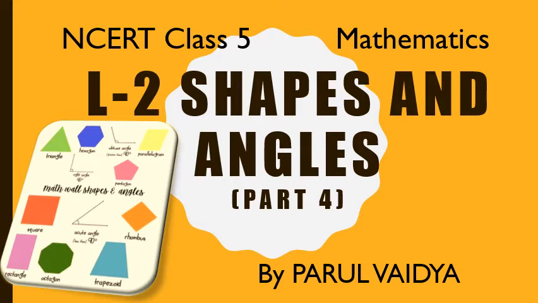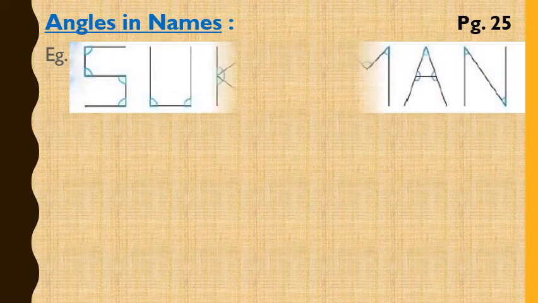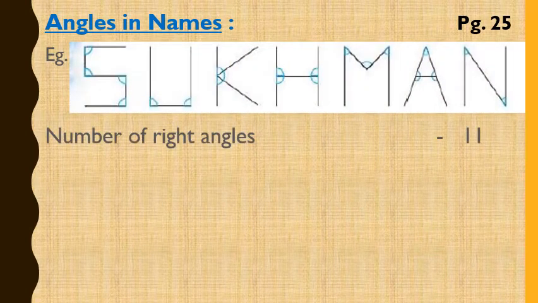Today we are going to continue the same lesson of geometry, lesson number 2, shapes and angles. Children, please sit with your textbooks. Now children, open page number 25 of your textbook.